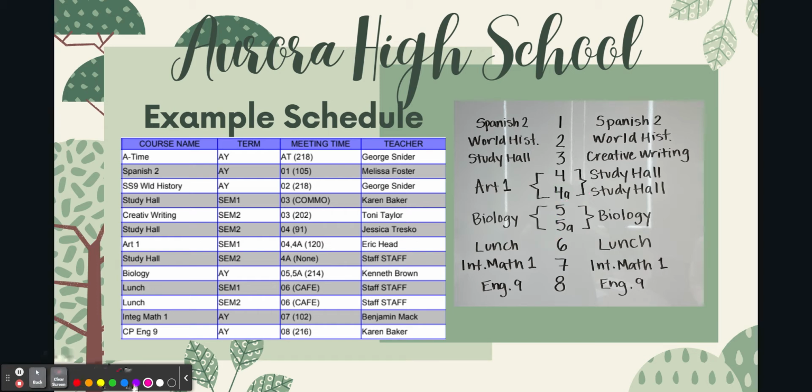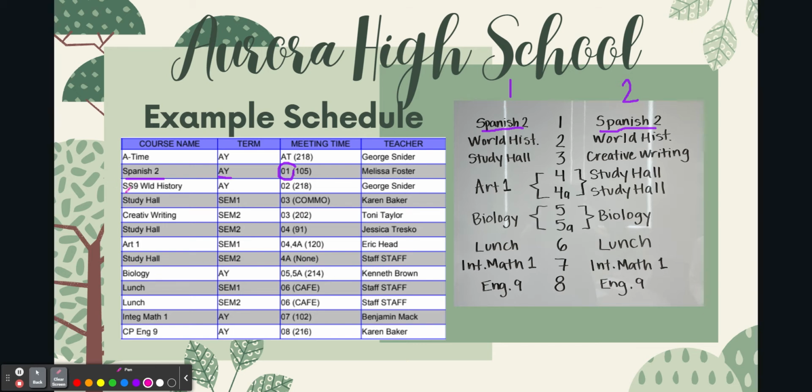So on the left-hand side of this screenshot, you can see that I have written courses in both the left-hand column and the right-hand column if they're all year courses. For example, this student's first period course is Spanish 2. It is an all-year course. So when I was writing out the schedule, I included this in the left-hand column where I'm including all of my semester 1 courses, and the right-hand column, where I am including all of my semester 2 courses. Spanish 2 is easy, it runs all year, it appears in both columns.